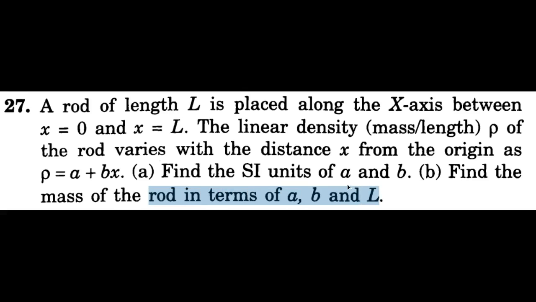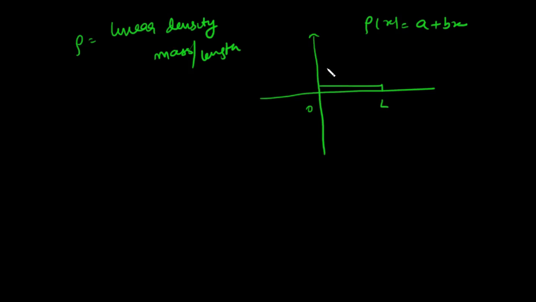Now we have to calculate this. Mass of rod. First part I'll leave it to you. Next part I'm doing, find the mass of the rod. Now you see it is given rho of x equal to A plus bx. This is the rod, and rho is the linear density, which is mass per unit length. One thing I get out of this is that mass is varying with length.